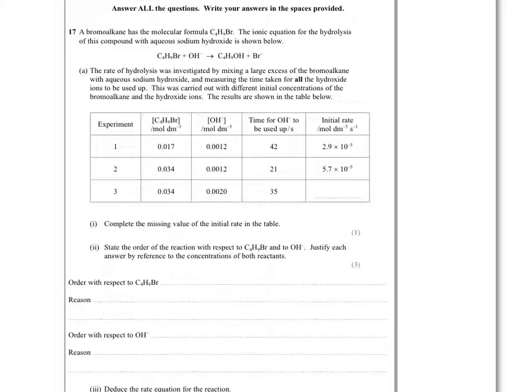Couple of things to notice about the question. It states there is a large excess of the bromoalkane, so that means it is essentially constant. And the other thing is that they give you the concentration and time, but they don't give you the final rate. They're asking you to work out the rate here. However, you know that rate equals change in concentration divided by time, so by doing the division you should be able to get 5.7 times 10 to the minus 5.